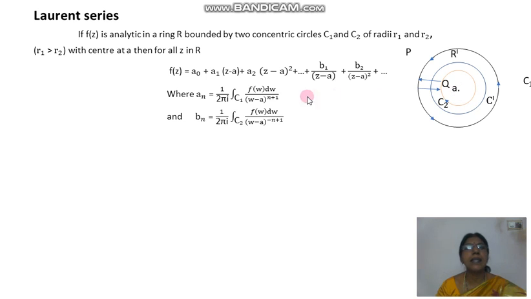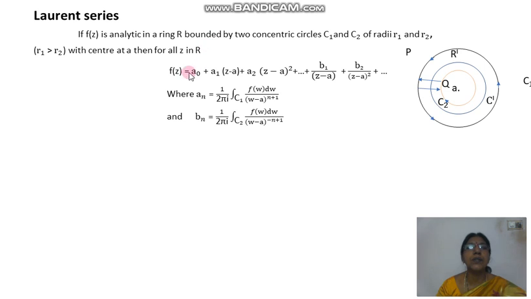So the center is given as A. C1 and C2 have the same center, and the radius of C1 is R1, that means from the center A to this border. This is R1, and R2 is from the center to the C2 border. Now this is R2. No doubt C1 is the outer circle, so its radius is greater. R1 is greater than R2. That is given in the data. Okay, this is the given data.